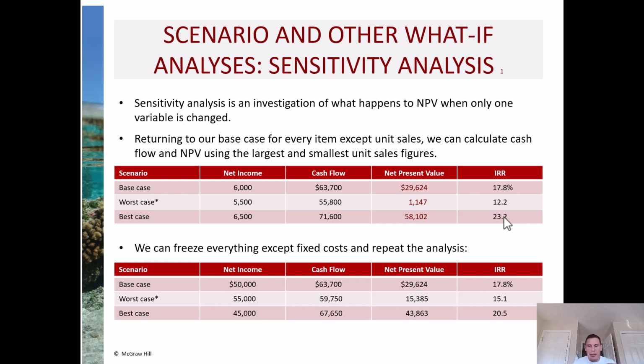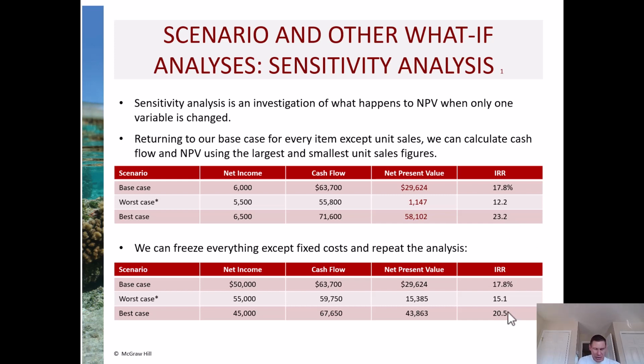So we can freeze everything except fixed costs and repeat the analysis. And that's exactly what we're doing below. So as you can see, base case, the IRR doesn't change. It's still 17.8. If you look at the worst case, the IRR has actually improved slightly, 15.1 for the worst case. And then for the best case, it's actually gone down slightly, right, from 23.2 down to 20.5.